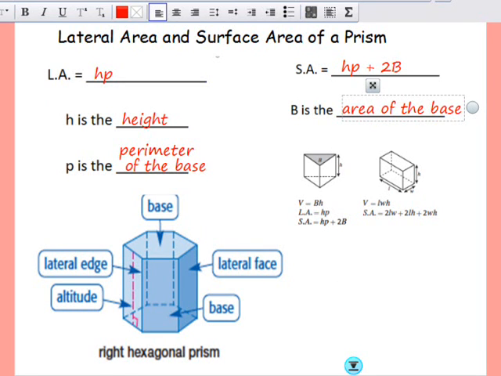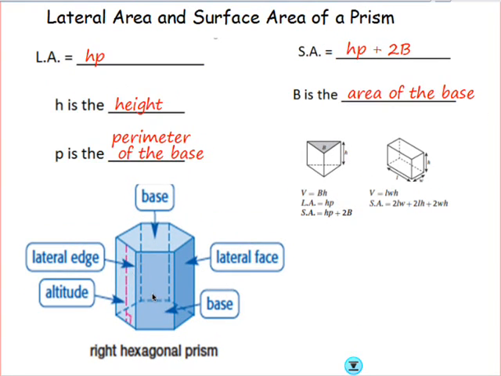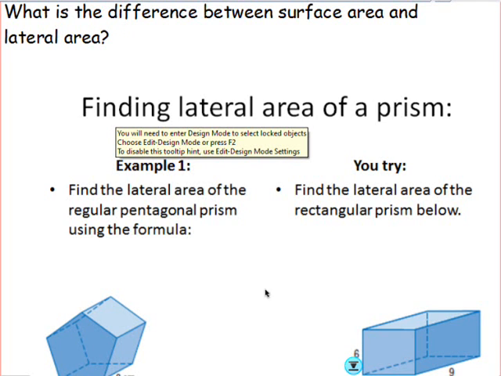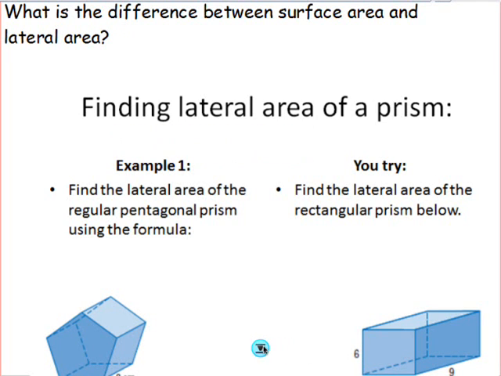Okay? So if you take a look at this down here, we have some edges, we have an altitude. The bases of a prism are the parallel sides. So even if it's not standing up like this one, even if we laid that down, the hexagons are still the bases. So what's the difference between surface area and lateral area? So let's find the lateral area first.